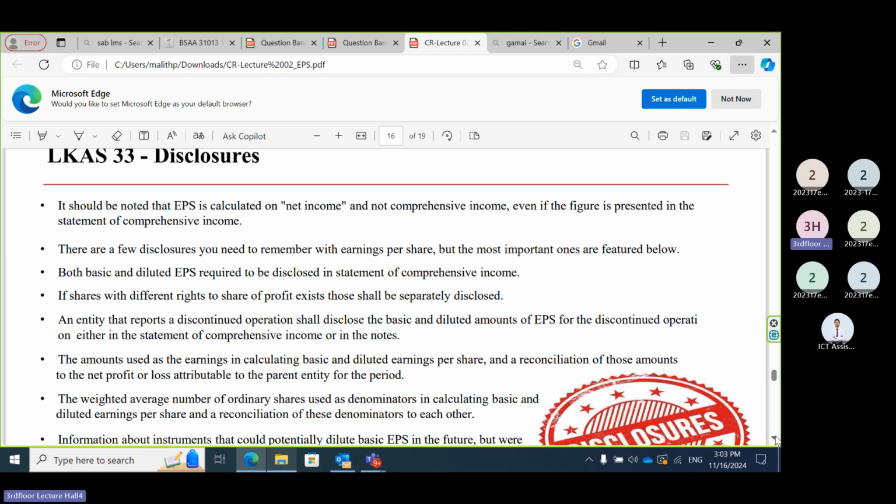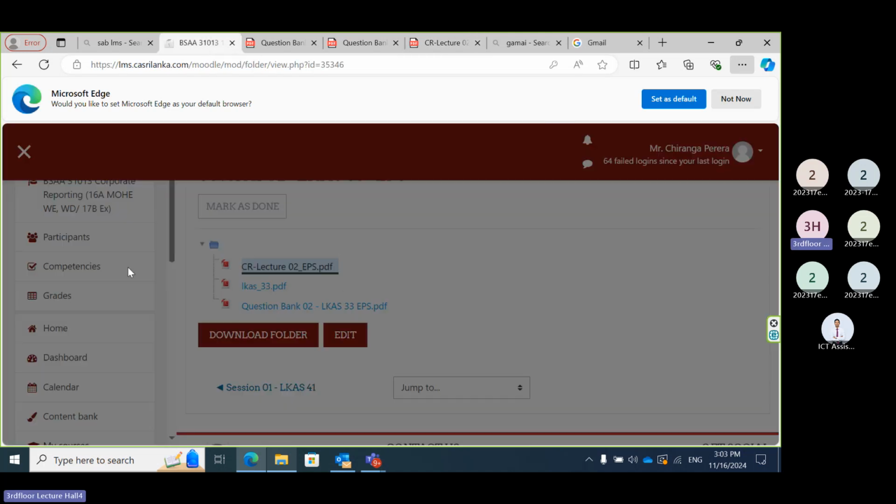And now you can read the standard. That's why I give each and every section in the LMS. I am uploading the standard right here. Basic lecture note, questions plus the standard. Now you can go through the standard. So the standard book is there. So you can buy it.